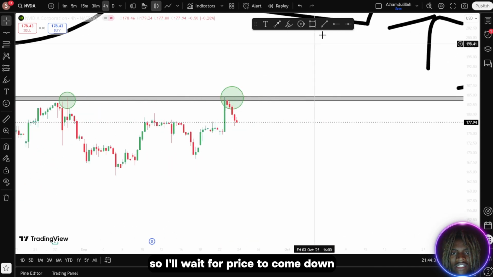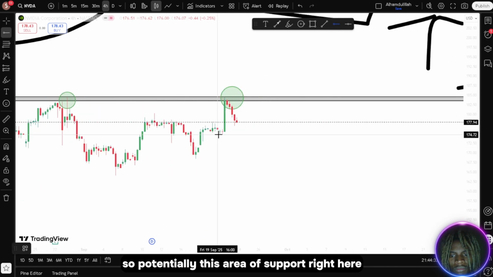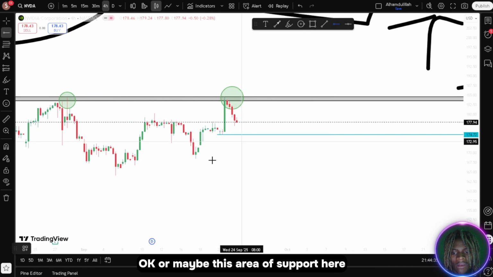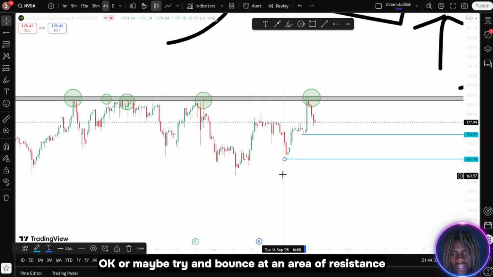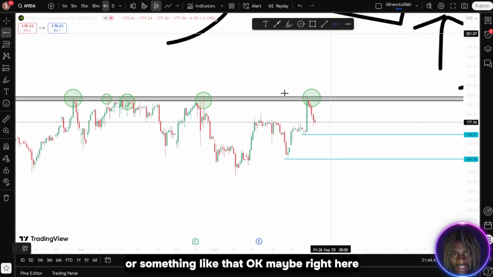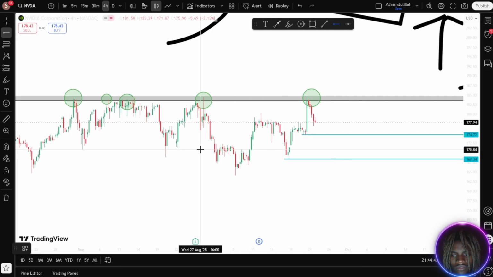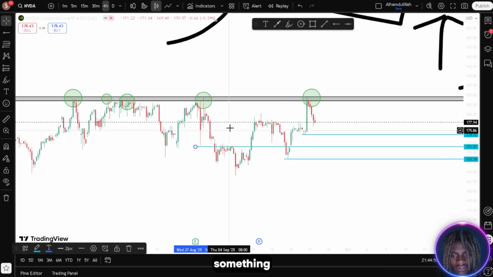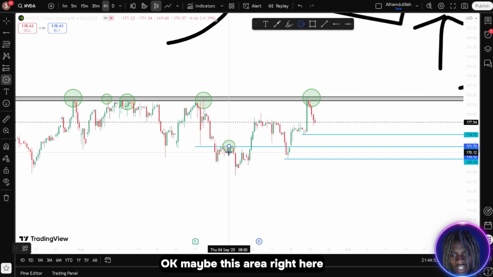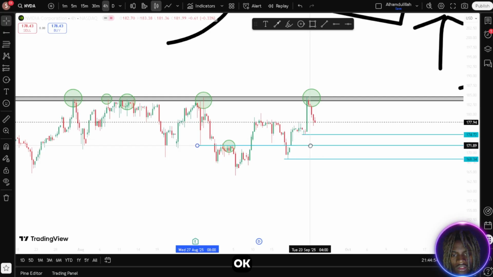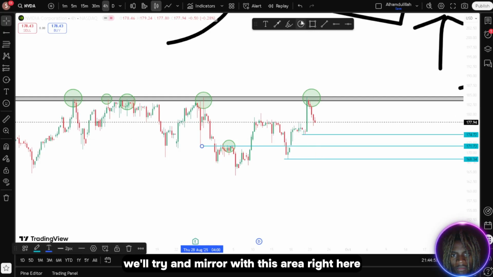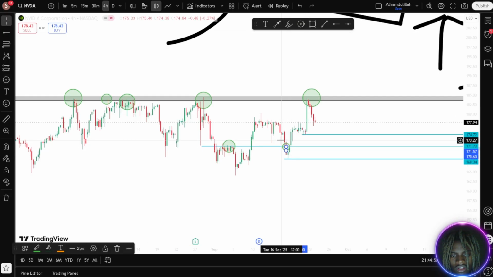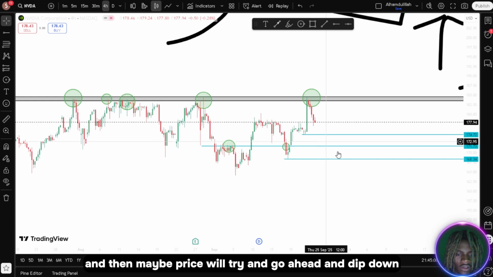So I'll wait for price to come down to potentially this area of support right here. Or maybe this area of support here. Or maybe try and bounce at an area of resistance, maybe right here. And then I'll see if price wants to go ahead and mirror something, maybe this area right here. We'll try and mirror with this area right here. And then maybe price will try and go ahead and dip down.